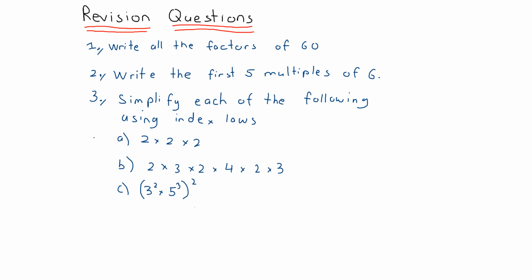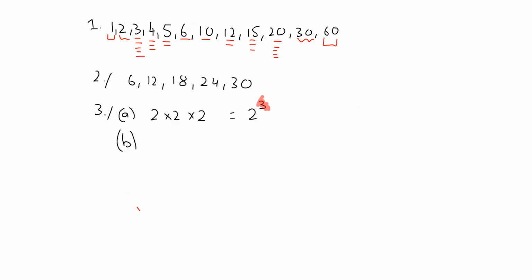Alright, 3b. Let's do it. We're doing 2 times 3 times 2 times 4 times 3 times 2. Well, I can count my 2's. 1, 2, 3 2's. I can see that I've got 2 3's and a 4 left over.